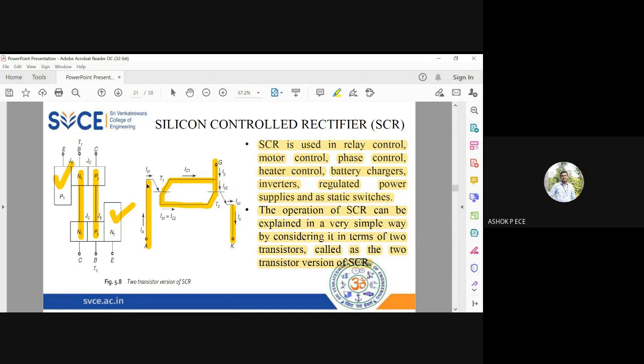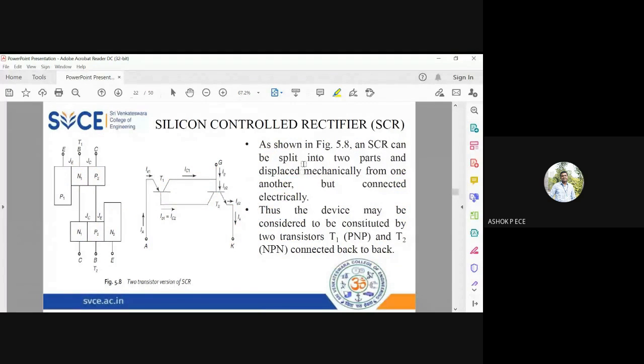And you see here, you mark IE1, IB1 and IC1, the emitter current, base current and collector current. In the same way, IB2, IC2 and IE2, IK and IA. IK is the cathode current, IA is the anode current, and IG is the gate current. So we have marked all the currents. Now we are going to split the SCR into two parts, separated mechanically from one another but connected electrically. Even though we have split this, logically everything is inside the same device. The splitting is only for our understanding; it is not there inside the SCR device.